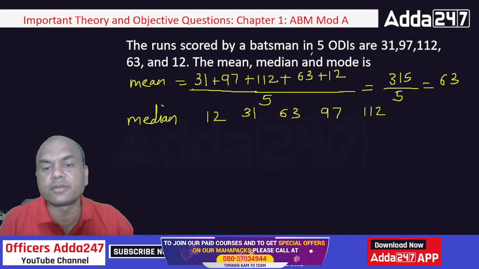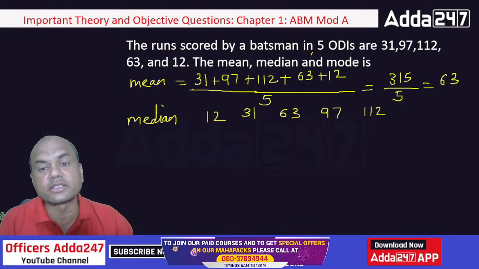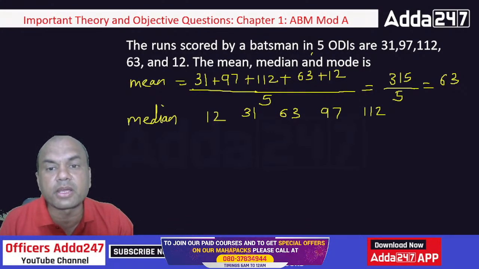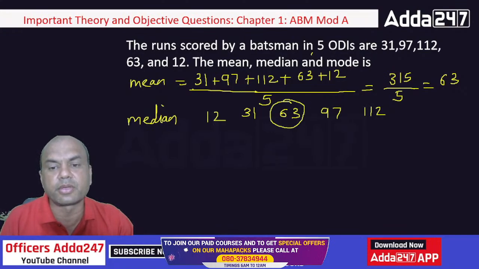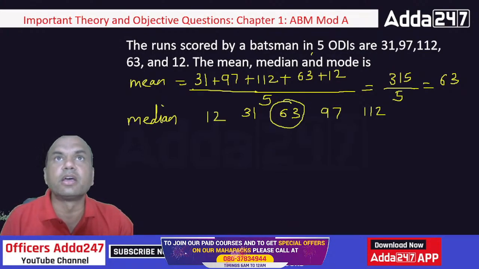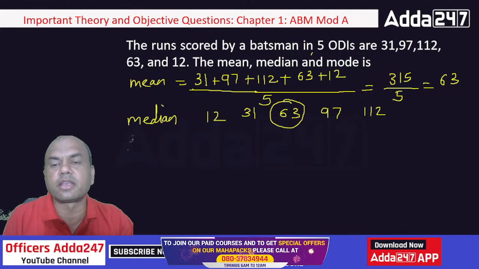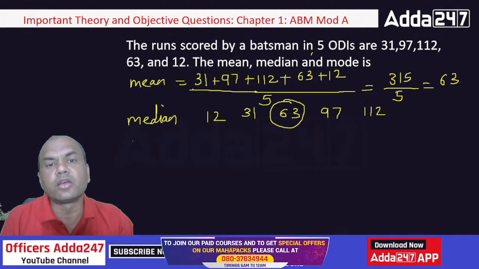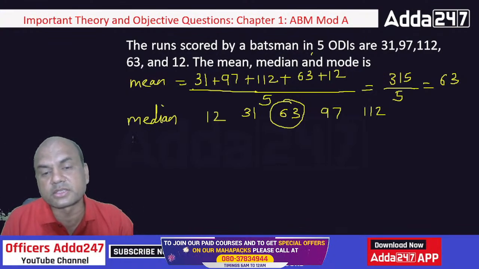So you arrange them in serial order, and once you arrange them in serial order, the central number is the median. This number is the median. So here I am getting the median as 63. Okay. So this is my median. Remember this.